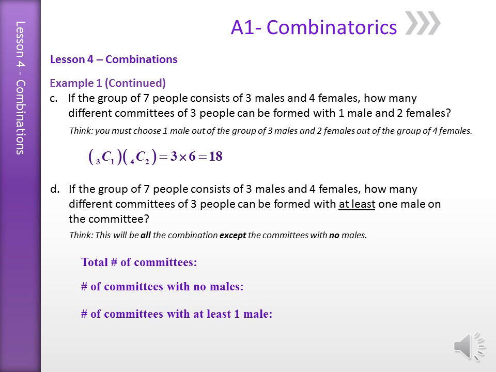We are going to approach this one in a different way. Think of this as being all of the possible committees except the committee with no males. This is considered the complement. We know the total number of committees is 35 from Part A. The number of committees with no males would be 3 choose 0 for the males and 4 choose 3 for the females, which is 4. The number of committees with at least 1 male would be 35 minus the 4, or 31.